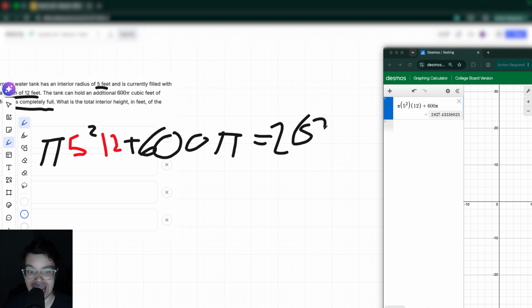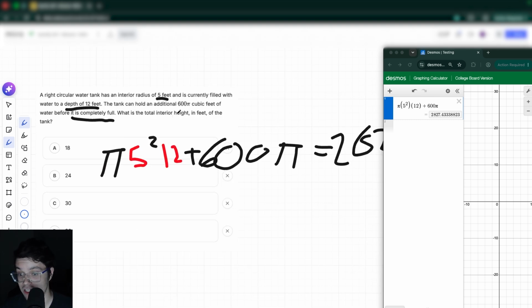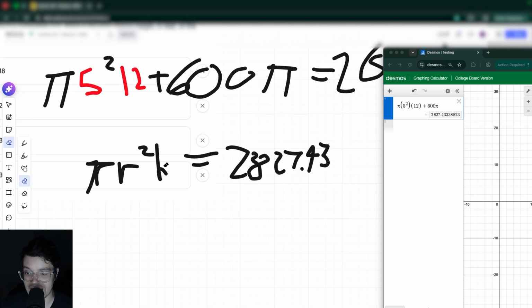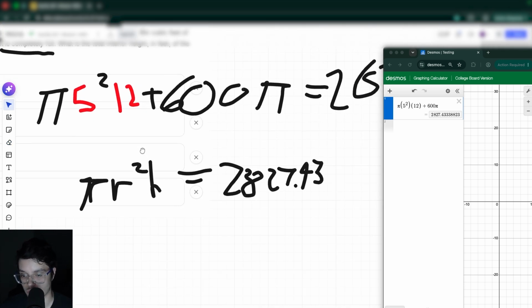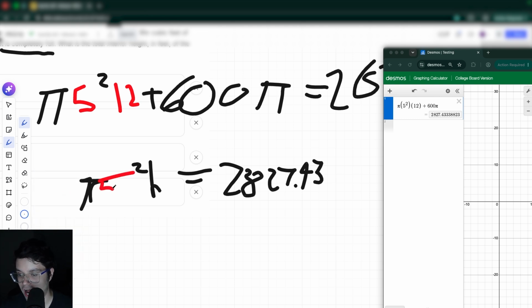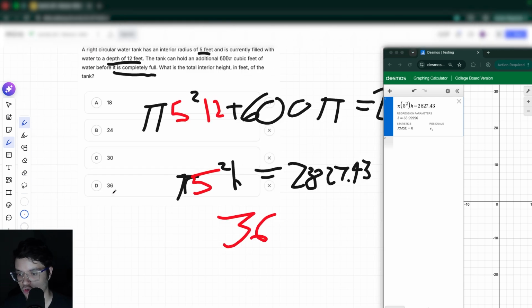But that would not be the answer to the thing, because it's asking us what would be the interior height in feet of the tank. So now we can make another equation using this exact same thing. Because remember, pi r squared multiplied by h, and that's equal to 2827.43. I would now go ahead and take this and I can just make another equation. So we know already that it has to be 5 for the radius because that is how it was before. That never changes. And so I can go in here, put 5 down for that, and then just solve this equation. So the answer here, we have 35 point like a bunch of 9. So that basically is trying to say 36. So therefore the answer here would just be D.